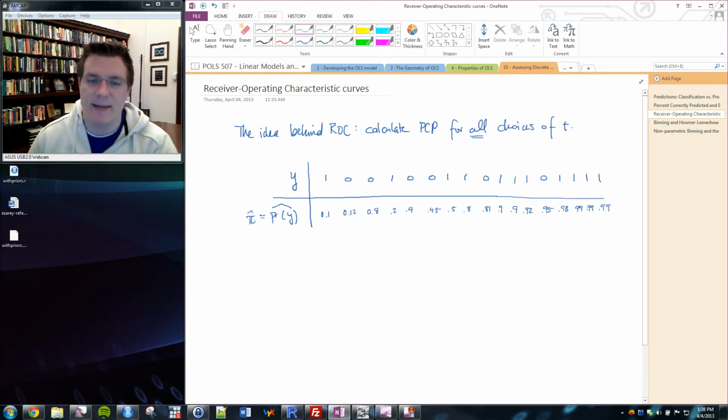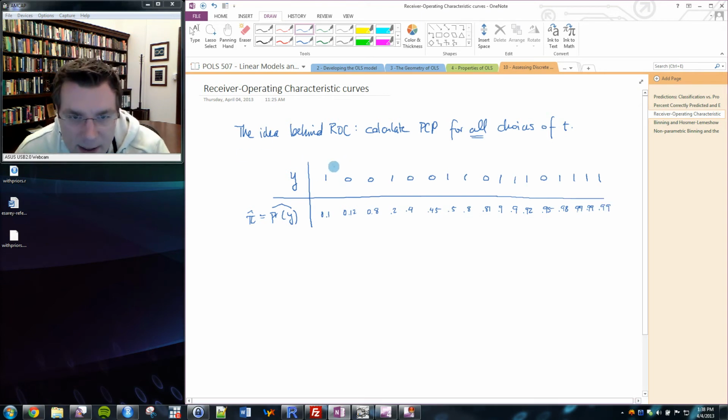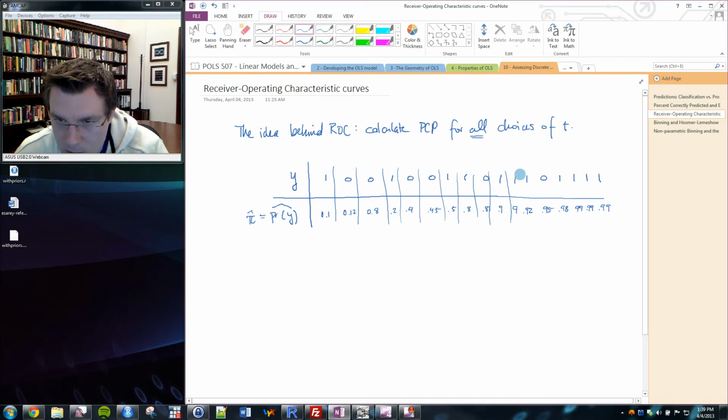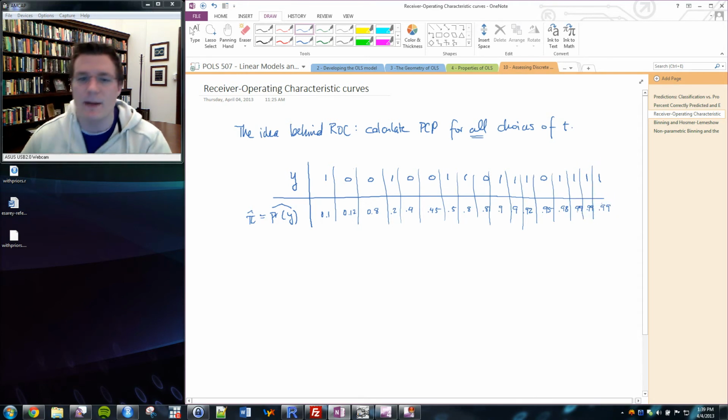Okay, so I've got my table now. And I might sketch in some lines here, just so you know that these are separated. So there is my dependent variable and my predictions.